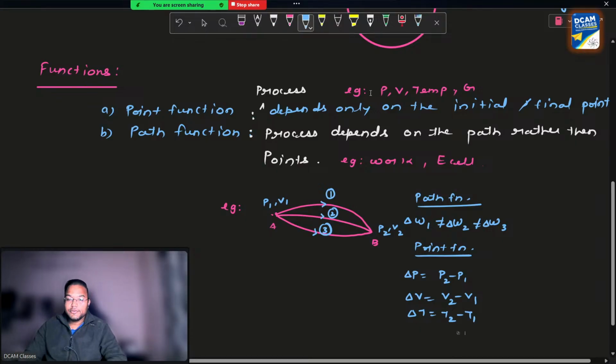So this is the difference between the point function and the path function. Easy?